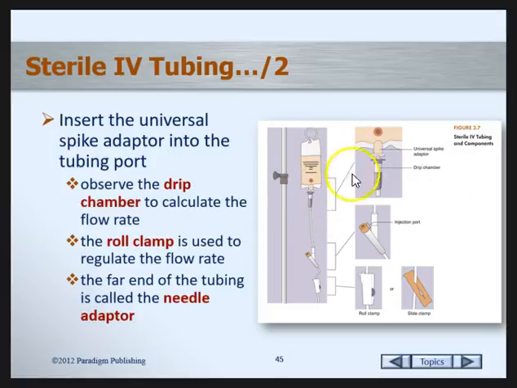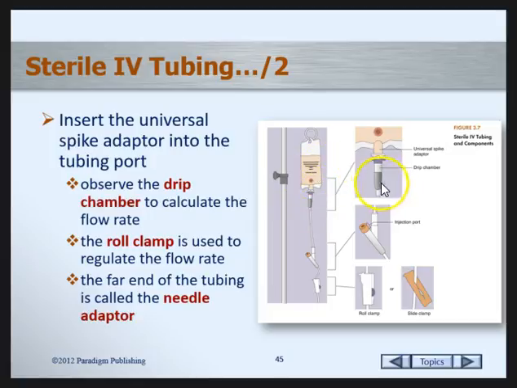There's a drip chamber. Before we insert it, it's very important to use the roll clamp, which is shown here, or you can use a slide clamp. It will pinch off the tube. The tube is like an open hose, so we have to close that off before we insert it into the bag.